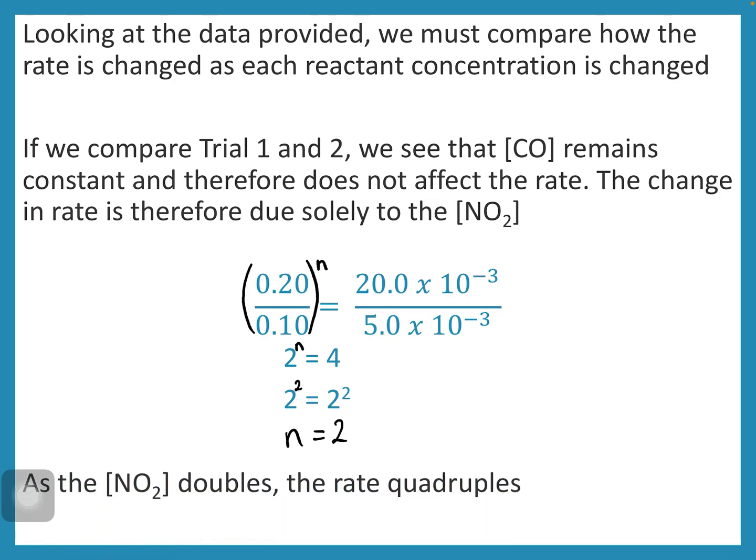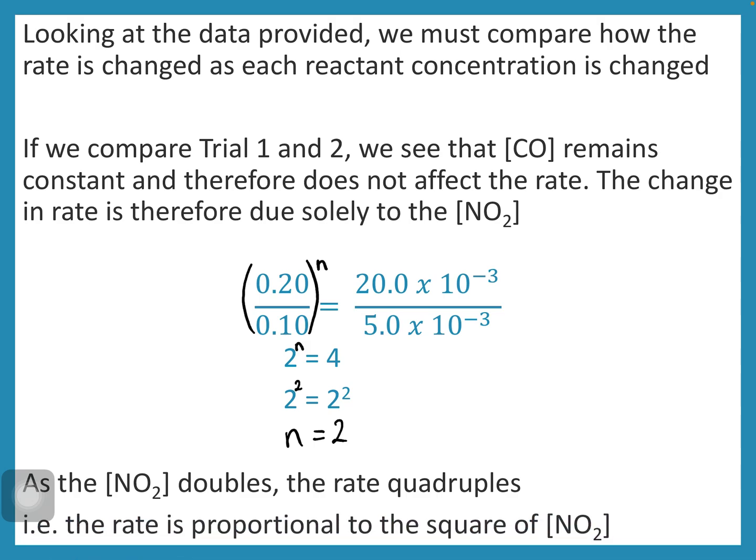So as the concentration of nitrogen dioxide doubles, the rate quadruples, which means the rate here is proportional to the square of NO2. So here I'm going to end up squaring my concentration of NO2, and that will lead to the rate. So if I double the concentration, then 2 squared will impact my rate. So in that case, quadrupling.